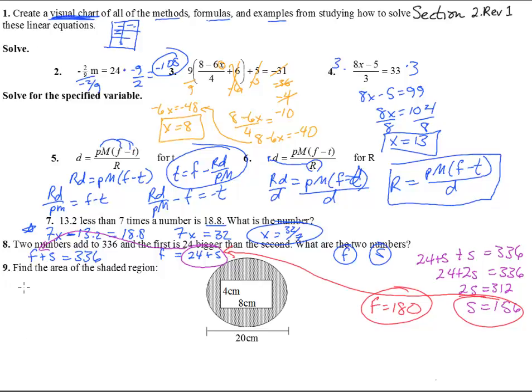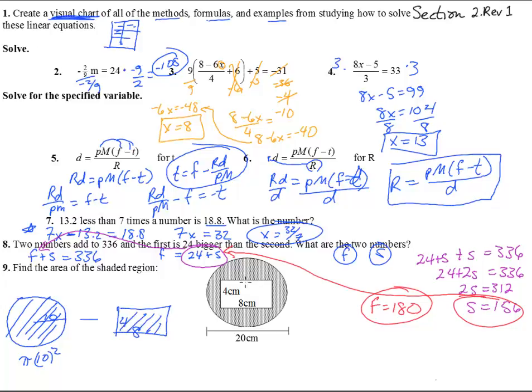Number 9. Find the area of the shaded region. We have this circle. It's meant to be a circle. Comes off a little oblong when I copied and pasted it. But it's a circle. And notice it's 20 centimeters across, which means it's 10 going here. So if we find the entire area in there, the area of a circle is pi r squared. And then we subtract off this rectangle, 4 by 8. We multiply that. Then we'll be left with this guy right in here.